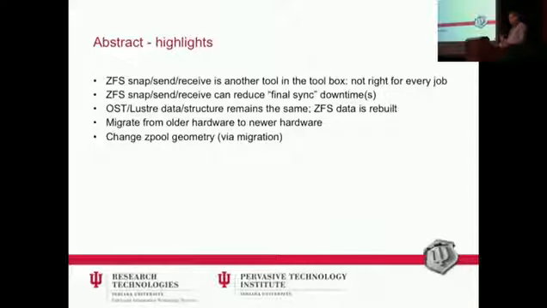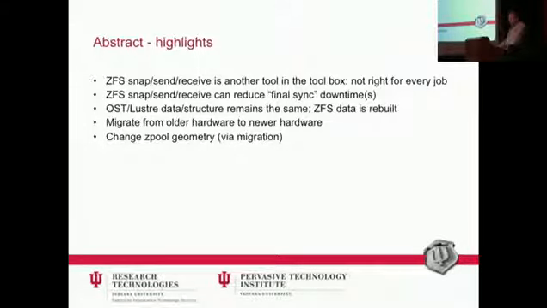In this process of snapshot send and receive, the underlying ZFS structures can change, but the Lustre information is exactly the same. So you could have a different ZFS object ID, something like an inode, but it will still have the correct Lustre object ID.